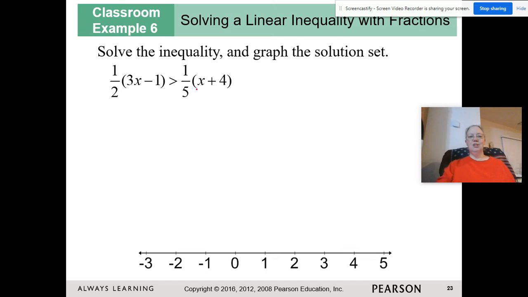All right, we've got fractions, so we need to eliminate the fractions. We've got a 2 and a 5. The least common multiple between 2 and 5 is 10. That's the smallest number that 2 goes into, as well as 5. So we're going to multiply both terms by 10. And notice it's a positive 10, so I don't have to worry about reversing the symbol. You're going to divide by the bottom, multiply the top.